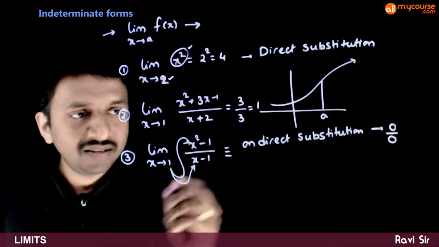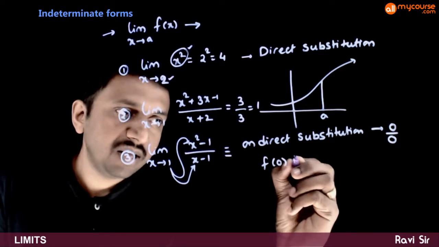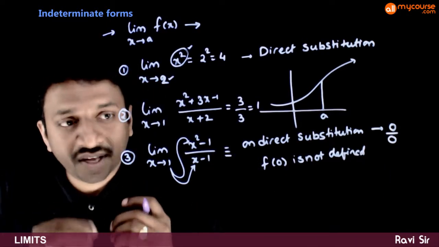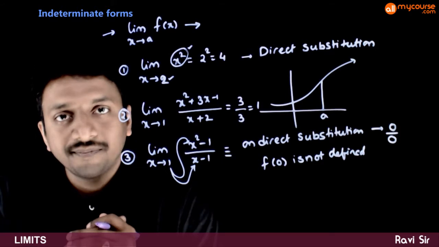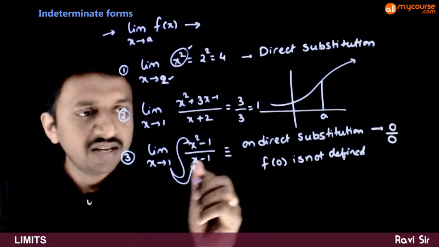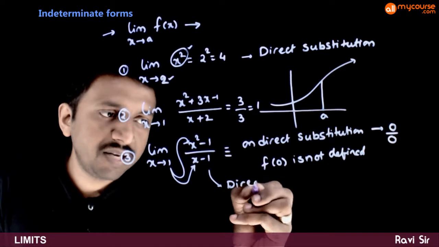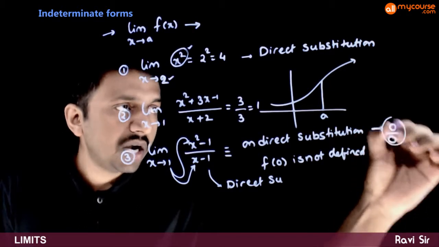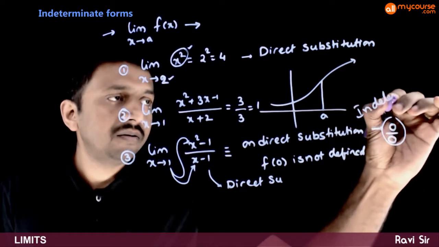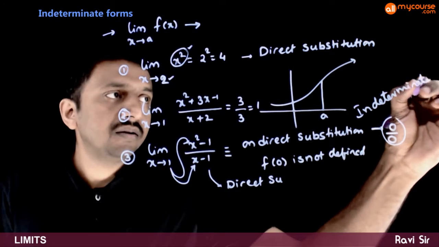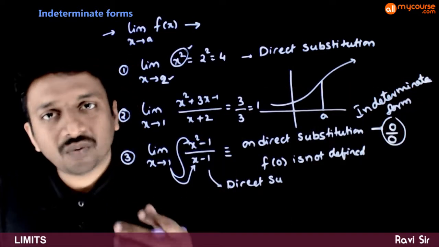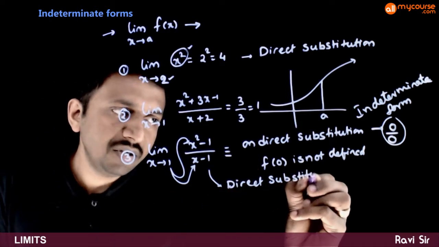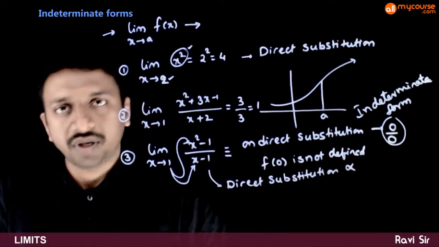So what does that mean? It means that f of 1 is not defined. That is, you have some problem of definition at exactly x equal to 1. In this case, direct substitution does not work, obviously, because on direct substitution you got 0 by 0, which is called an indeterminate form. Indeterminate form means you don't know what the value is. So here, direct substitution does not work.